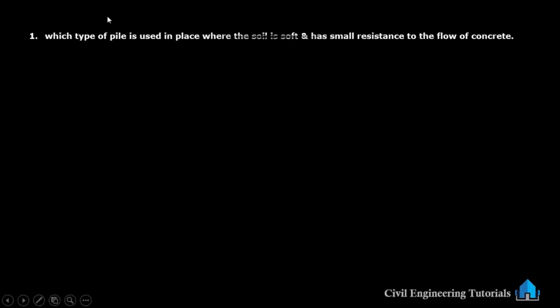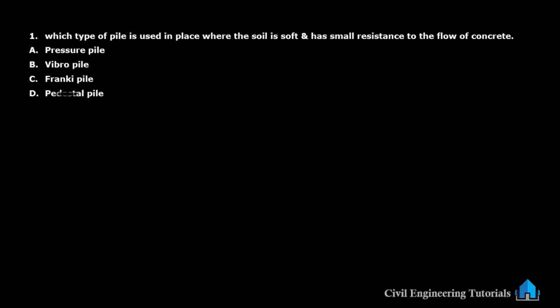So the first question is, which type of pile is used in place where the soil is soft and has small resistance to the flow of concrete? So we have four options. Option A, pressure pile. Option B, vibro pile. Option C, Franke pile. And option D, pedestal pile. So the answer is option B, vibro pile, which is used in place where the soil is soft and has small resistance to the flow of concrete.